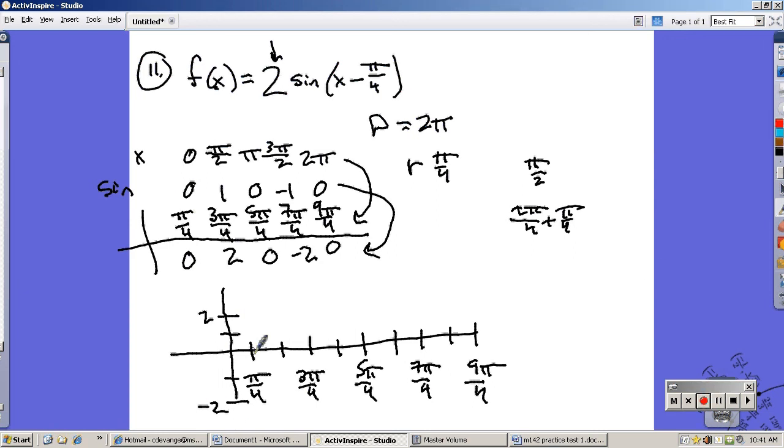When x is pi over 4, it's 0. At 3 pi over 4, it's 2. 5 pi over 4, it's 0. 7 pi over 4, it's -2. 9 pi over 4, it's 0 again. Curve it out nice. And there's a nice little sketch.